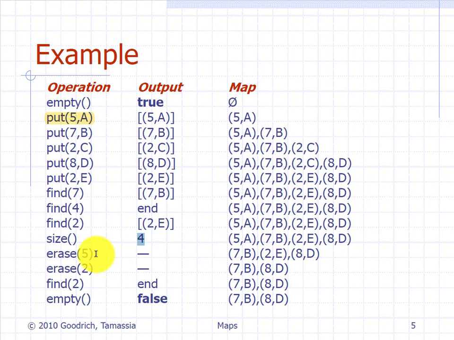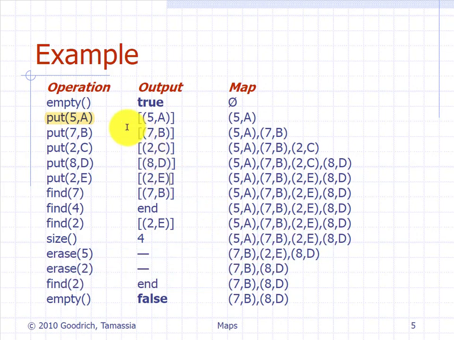Erase 5, you'll have to search the collection. Successful erase would decrement the counter, so from 4 it will come to 3. Erase 2, find 2, and empty. Yeah, all right. So this is very straightforward.